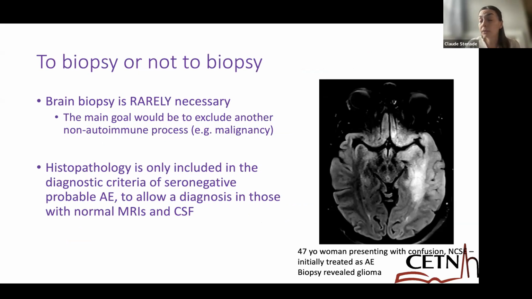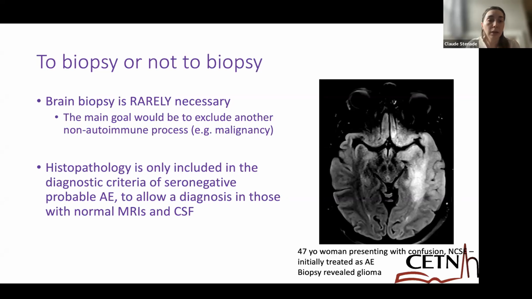They should be done if you think there's something else going on. So this was a patient who was referred to me as an inpatient, transferred from the hospital in non-convulsive status. She was confused. They had treated her with steroids, IVIG. I thought, this isn't encephalitis. There's so much FLAIR changes. There's edema. She had gliomatosis. She's thankfully doing well now.